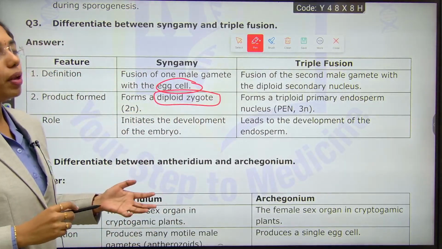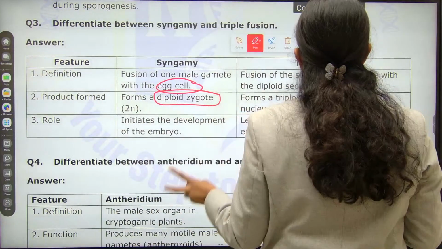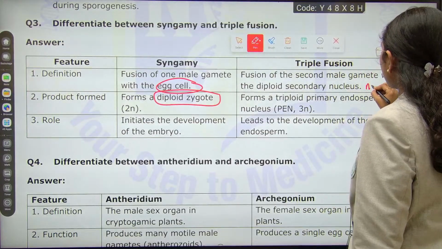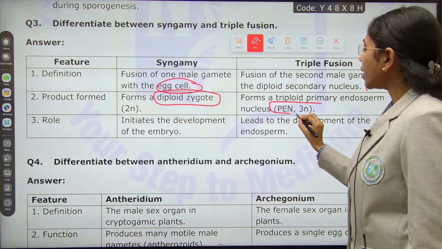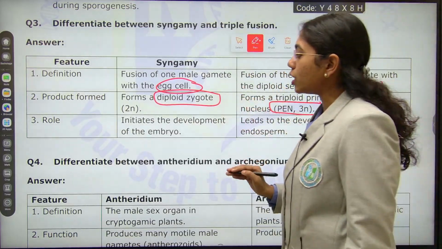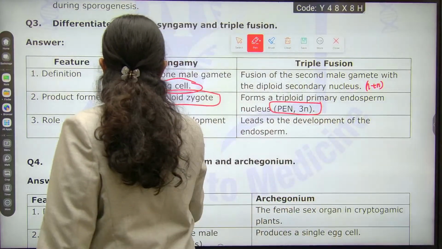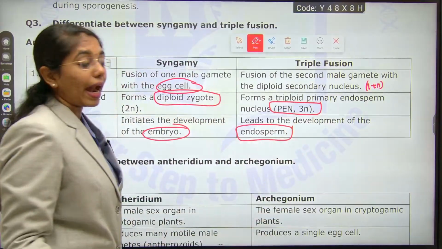Whereas triple fusion, fusion of one male gamete with a diploid secondary nucleus, which is of n plus n condition or diploid condition. This gives a triploid primary endospermic nucleus. And the role here, syngamy initiates the development of embryo, and triple fusion initiates the development of endosperm.